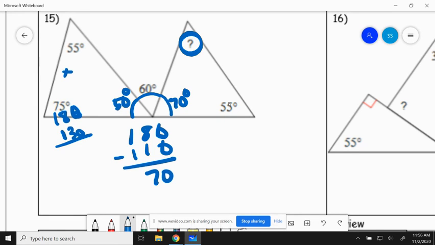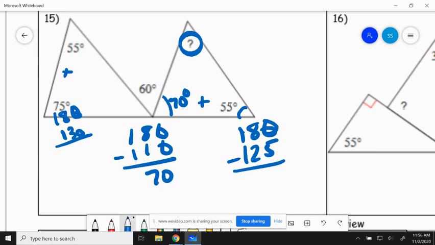So if that's 70 degrees, now erase a little bit of this. I've got this is 70 degrees, and this angle here is 50 degrees. So if I add those up together, that's 125. And I know that the interior angles add up to 180. So if I subtract 125 from 180, not 186, I'm left with 55 degrees. So this angle out here is 55 degrees.